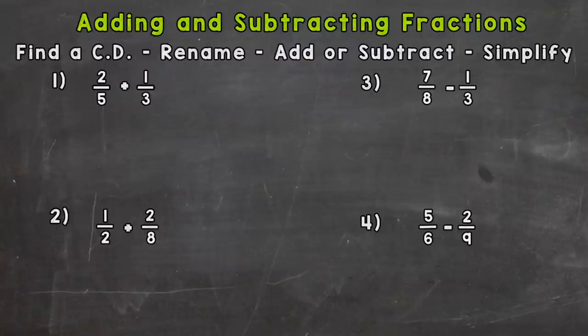So for number 1, we have 2/5 plus 1/3. And the first thing you want to check for when you have an adding or subtracting fractions problem is to see if your denominators or bottom numbers are the same. And for this, obviously we have a 5 and a 3. So we are not ready to add those fractions yet. So our first step, we need to find a common denominator.